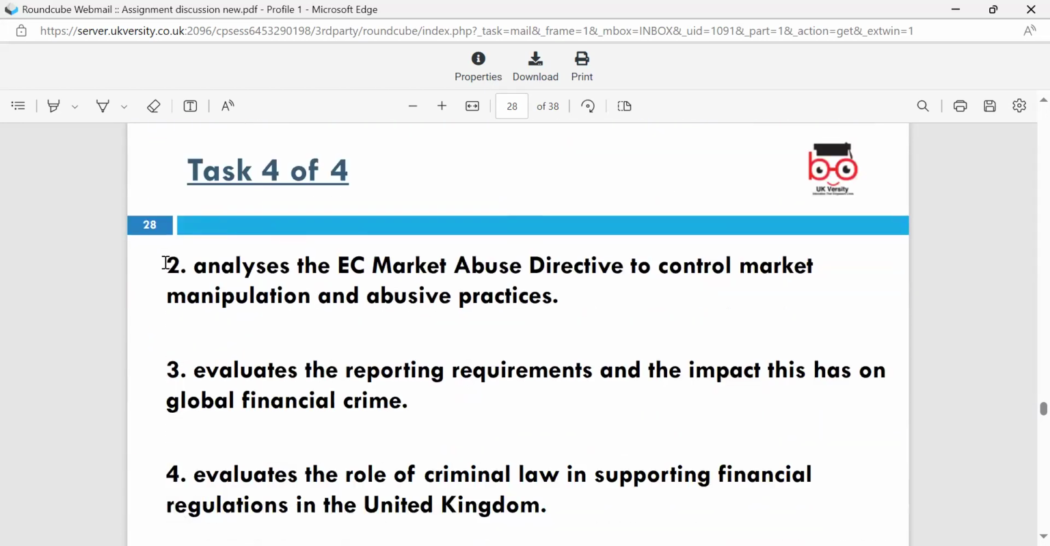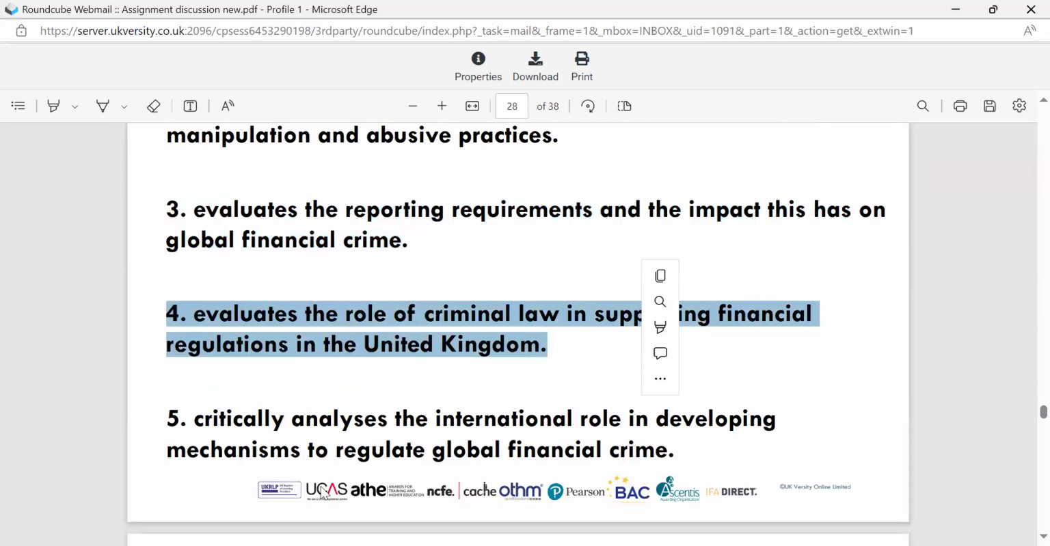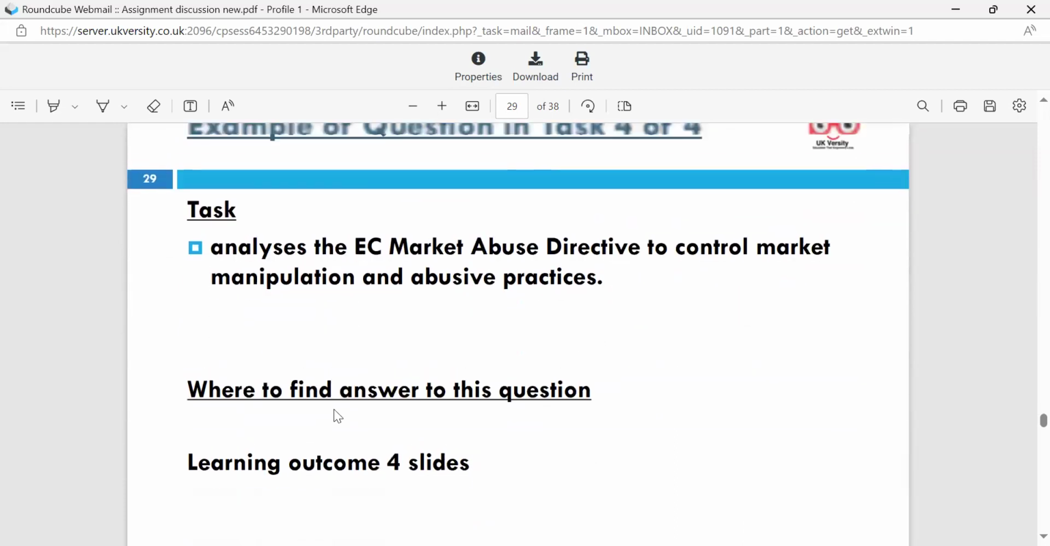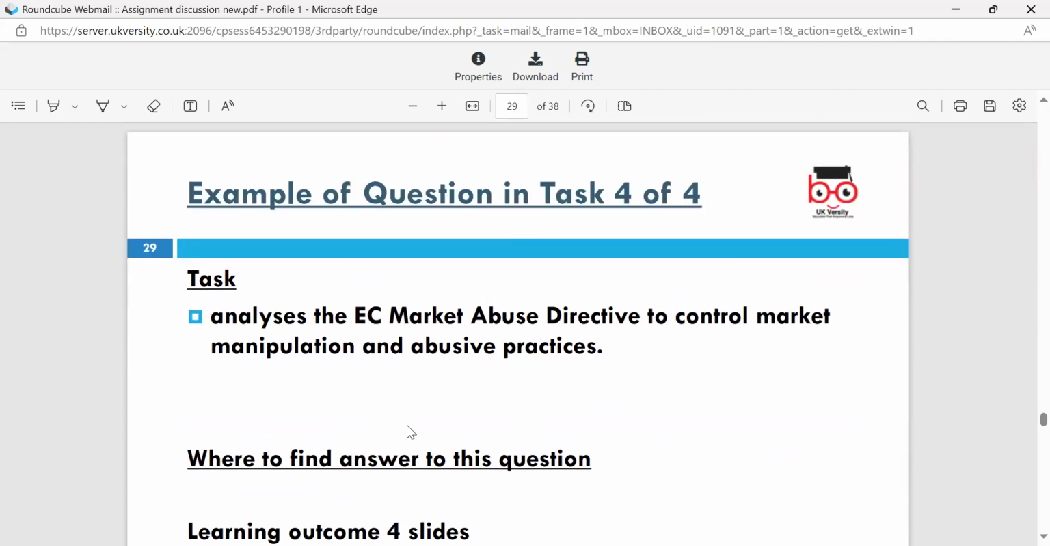Okay, that is a separate heading. That would be a separate heading you would write under that. That would be a separate heading you would write under that, and same for 4 and 5. Example of question that I took out to just give you a bit of an example of where you'd find it.